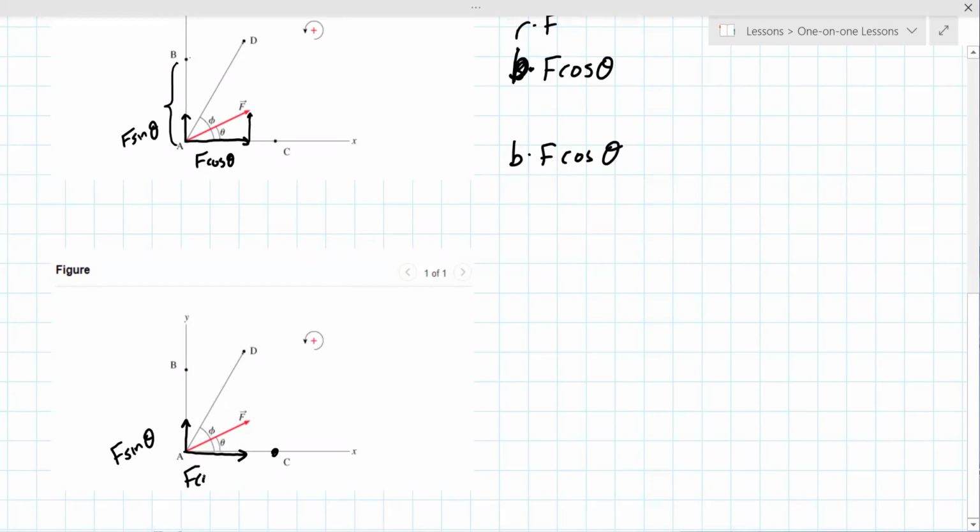This is F cosine theta. If it goes through there, it has no torque. But this F sine theta is a distance of c away. So the torque is r times F. The torque is the distance c times F sine theta. Oh, so it's just a cross. It's just this vertical one, and it's a distance of some amount away.